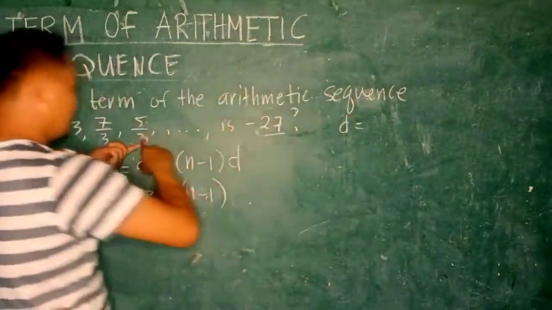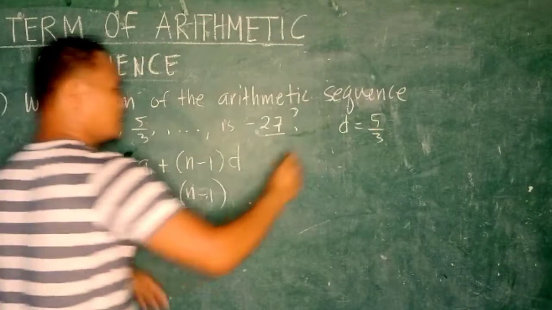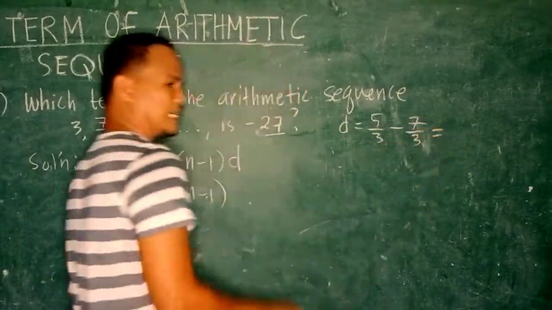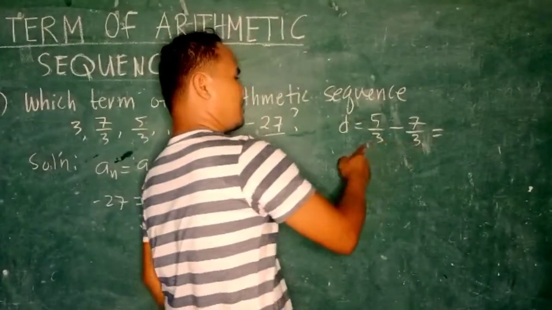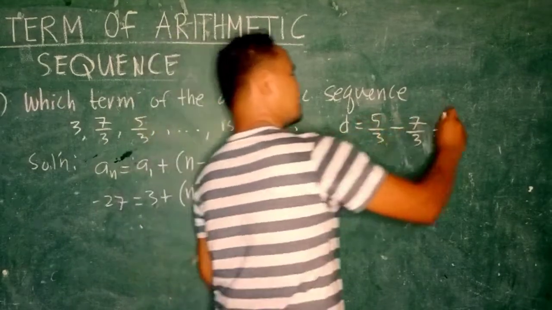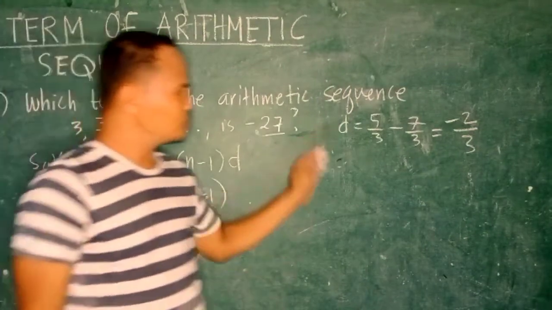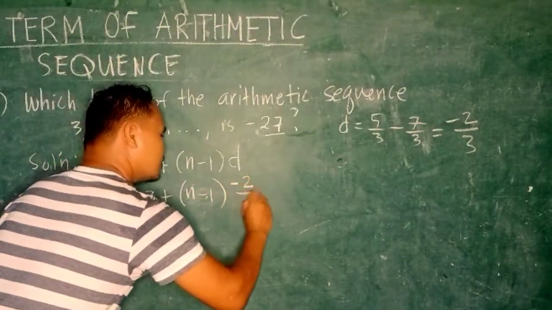So let us use the third term, 5 over 3 minus 7 over 3. Sa inyo kayo ni siya minus kay similar fractions man sila. Pareha mo sila of denominator. So buhaton na to, i-subtract lang ang numerator. 5 minus 7 is negative 2. So therefore, ang atong common difference is negative 2/3.